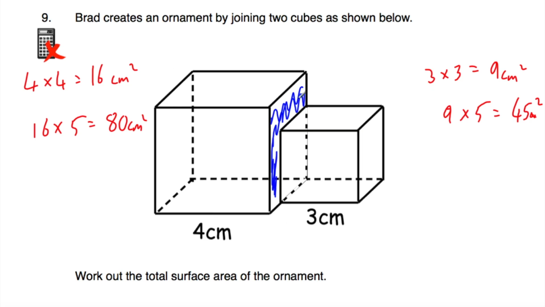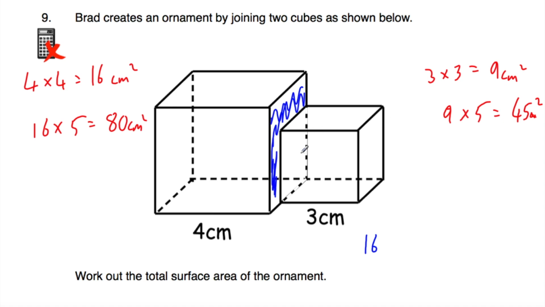So to find the area of this shaded region here, we're going to consider the whole face. We know the area of the whole face, this whole right hand side of this cube, would be 16 centimeters squared. But it's not a complete face because another cube's been joined onto it, and where the two cubes join is now inside of the shape, so not on the surface.